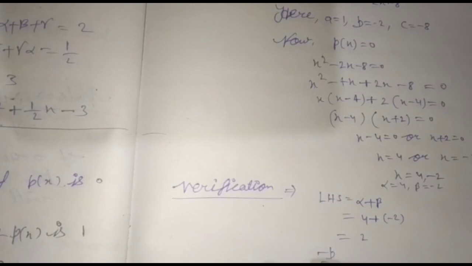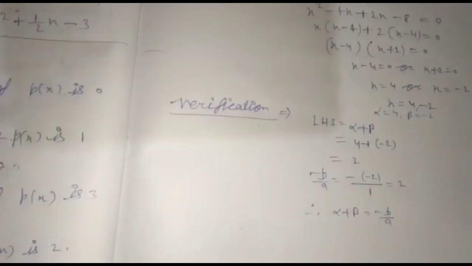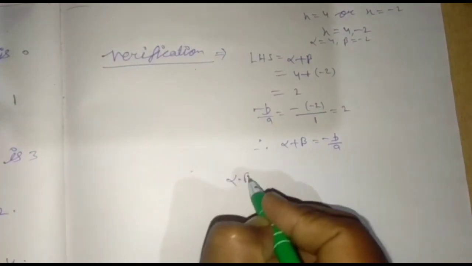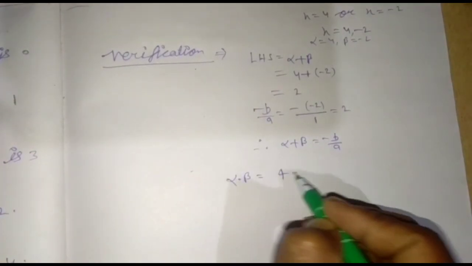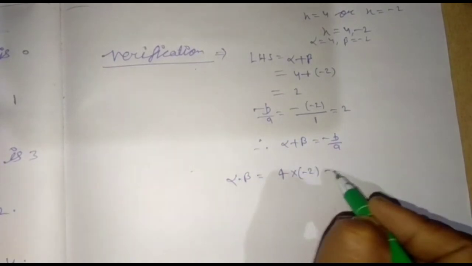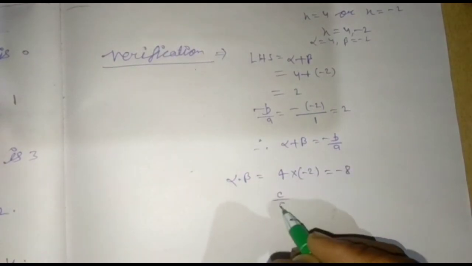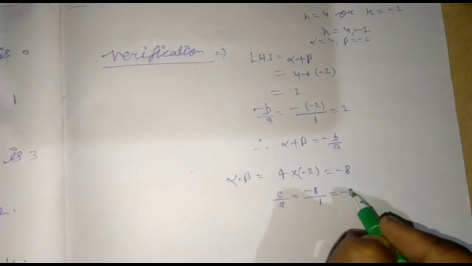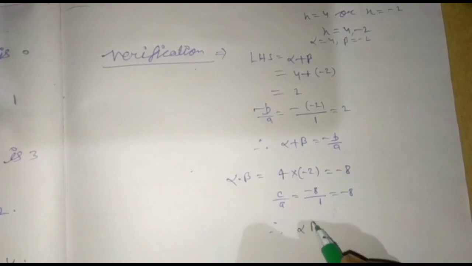Again, minus b upon a: the value of b is minus 2, so minus b is 2, and the value of a is 1. So 2. Therefore alpha plus beta is equal to minus b upon a. So the first part is verified. Now for the second part, alpha into beta is equal to 4 into minus 2, you will get minus 8. c upon a is equal to minus 8 upon 1, so you will get minus 8. Therefore alpha beta is equal to c upon a.